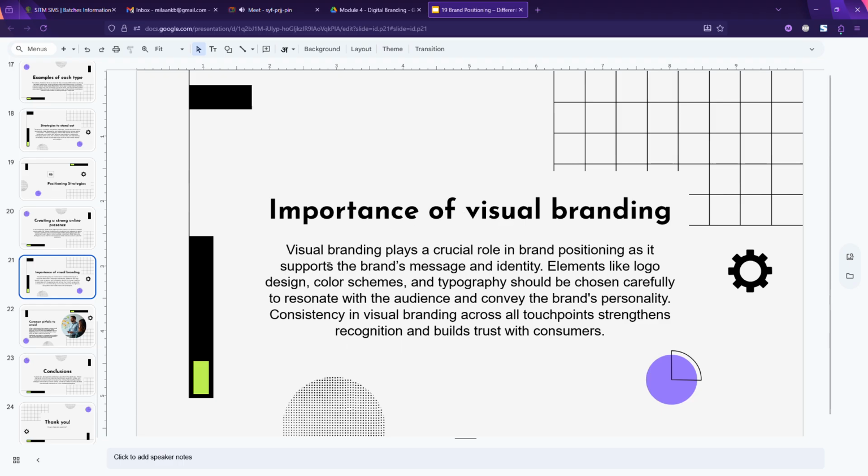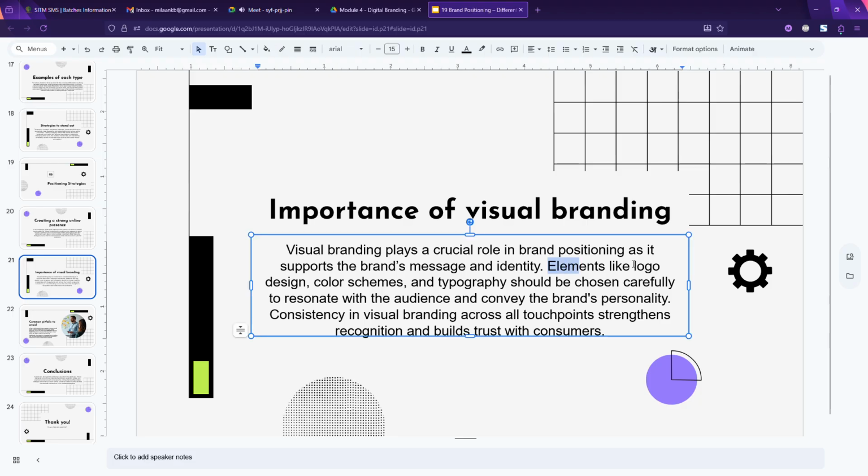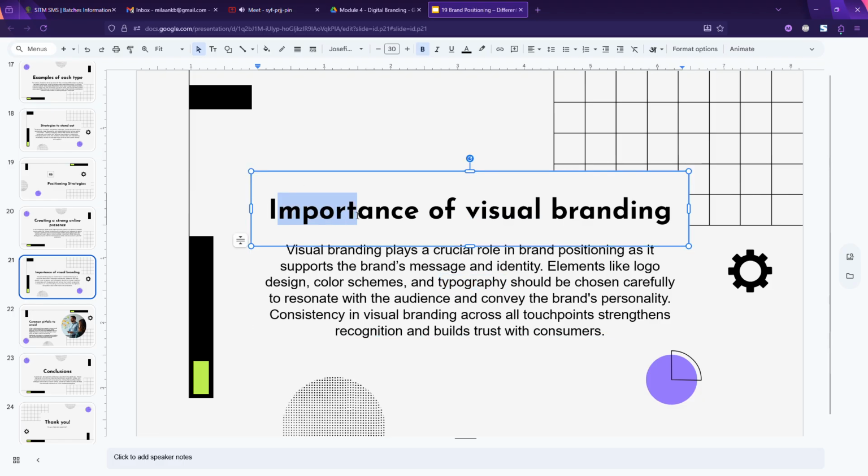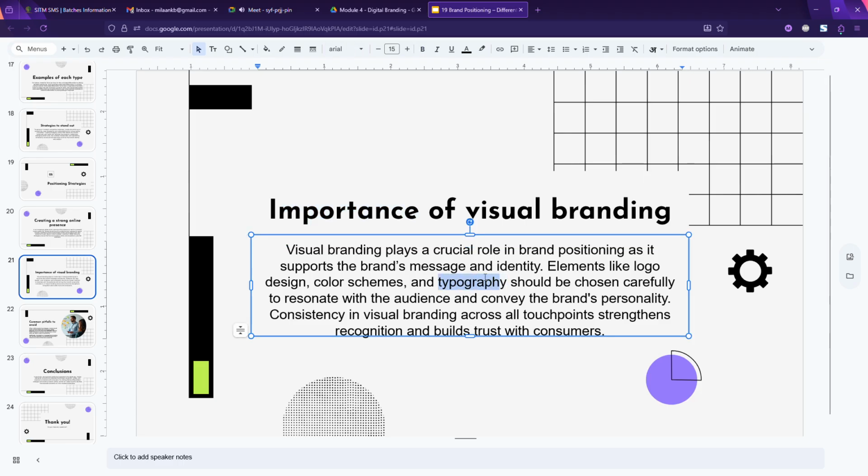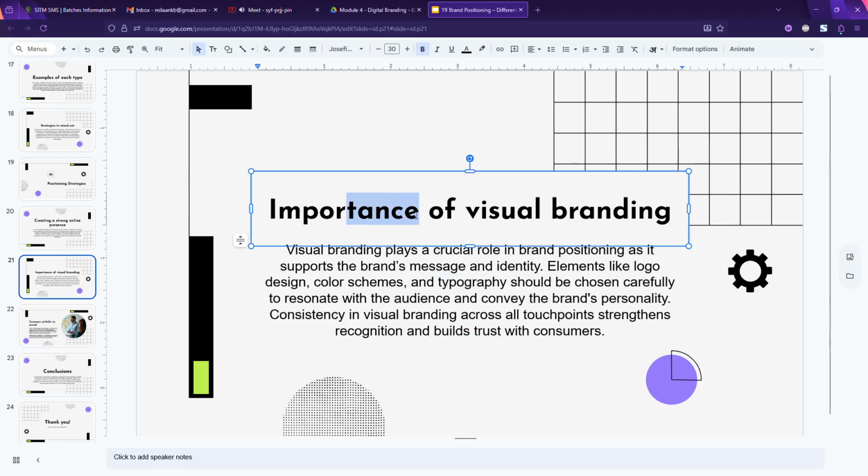So visual branding plays a crucial role in brand positioning as it supports the brand's message and identity. So we have the logo design, we have the color schemes, and then the typography. Typography is where you do the typefaces. This particular one is Josefin font. It's about the font. Different fonts have different emotions.